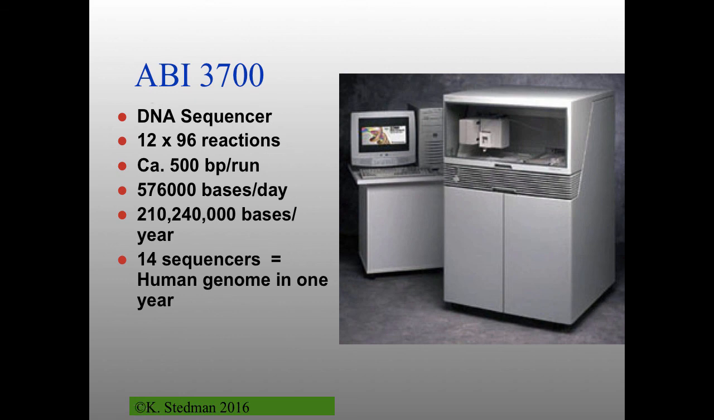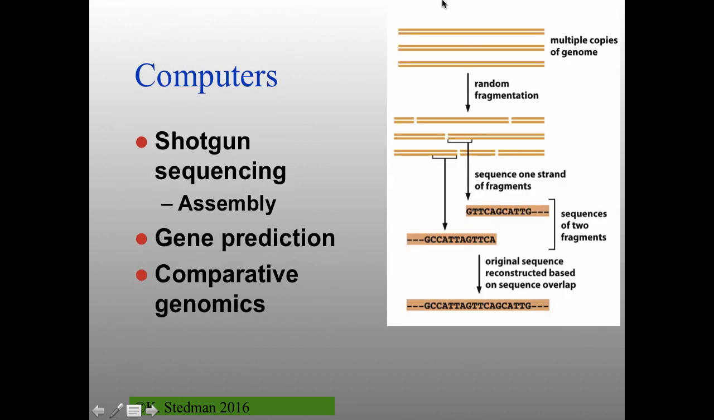Now, the way that that was done is by taking your DNA, and instead of sequencing here, stopping, sequencing again, stopping, sequencing again, people did what they call shotgun sequencing. And all that shotgun sequencing is taking your DNA and basically taking a shotgun to it and breaking it up in lots of different places.